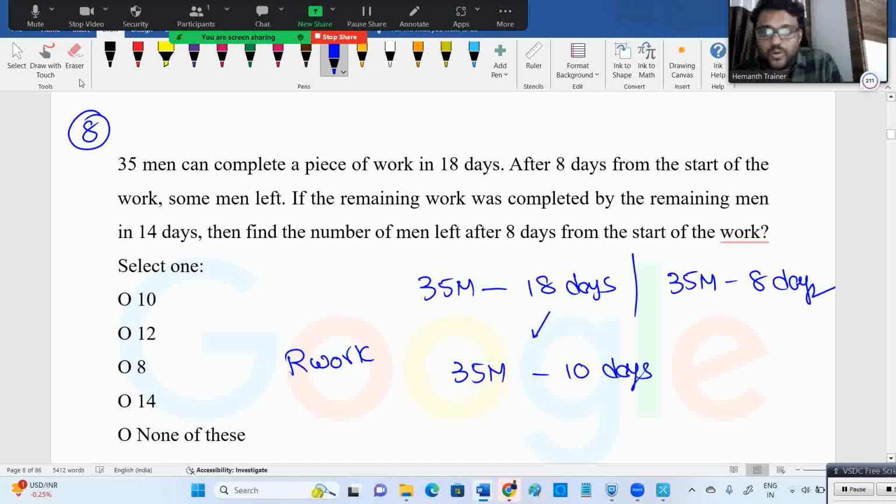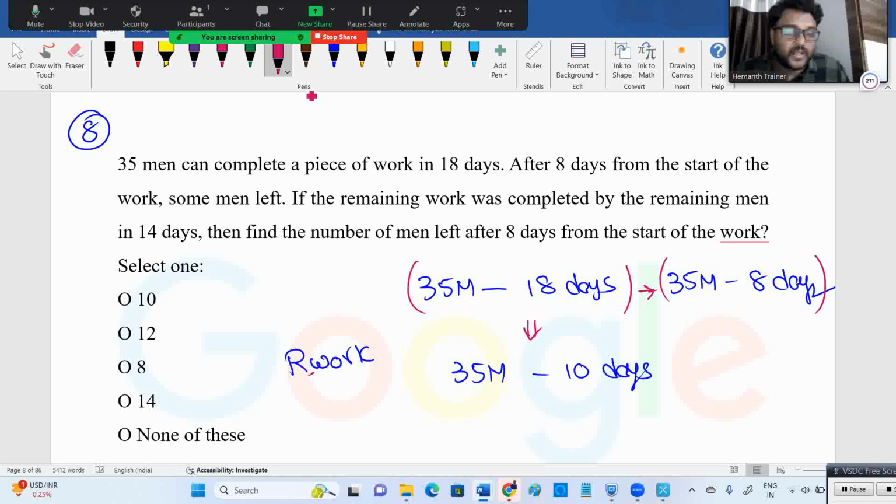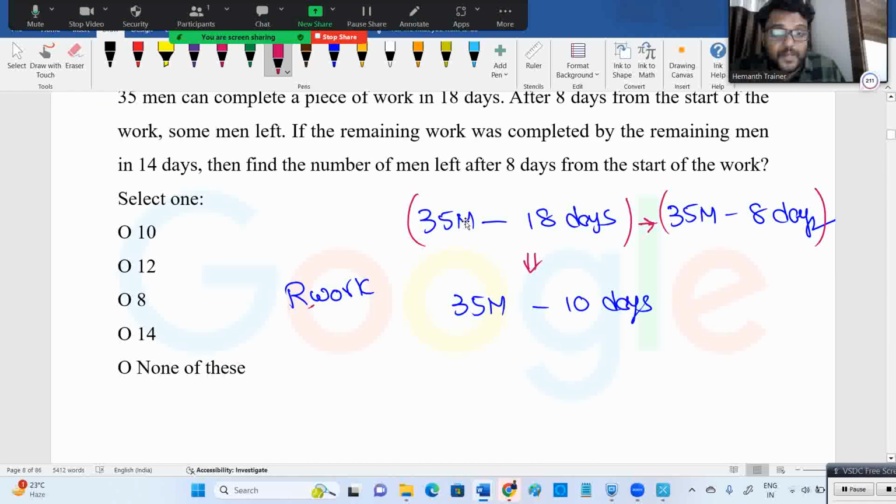See, the total work can be done by 35 men in 18 days. Now 8 days they worked already. Now the remaining work, if 35 men are there, needs 10 days. But some people left. Now the time taken is 14 days. So among 35 people, some men left. Now it is taking 14 days to complete the work. Right? Okay, how many men are left? X value you need to calculate.